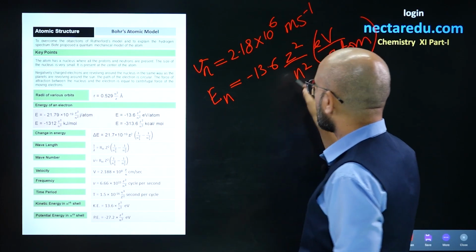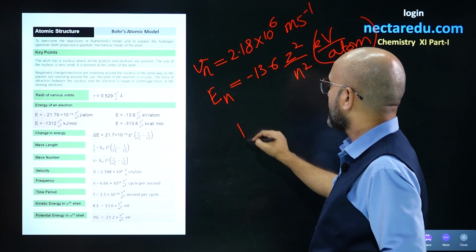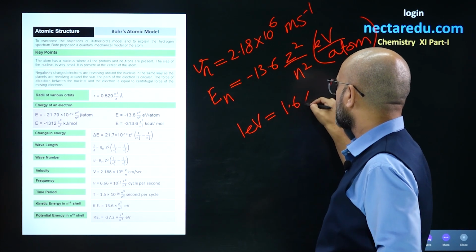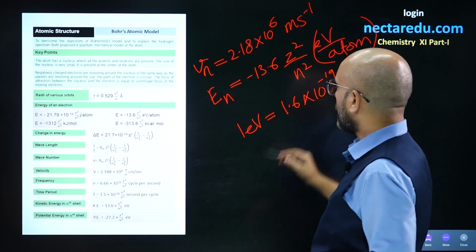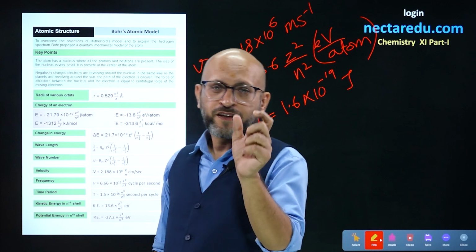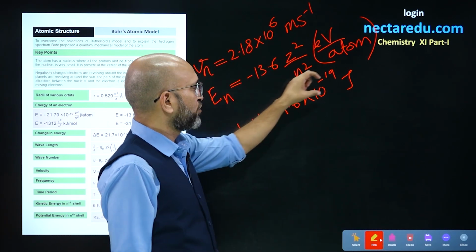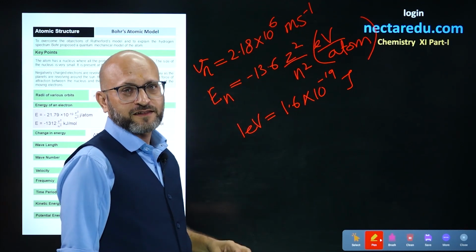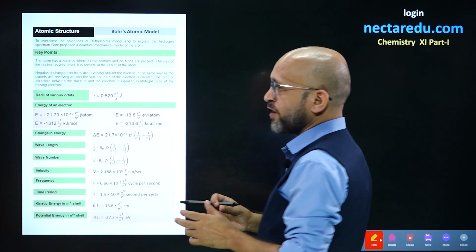Alright. If you want to convert electron volt into joules, just multiply by this conversion. 1 electron volt equals 1.6 into 10 to the power minus 19 joule. If you want to calculate the value in joules, you multiply the electron volt value with 1.6 into 10 to the power minus 19, and you get the answer in joule. So this is the formula for energy.